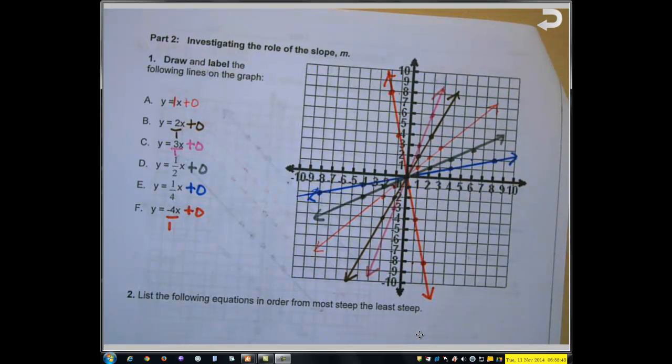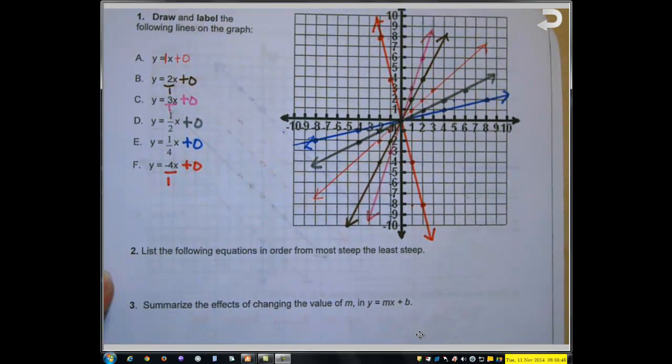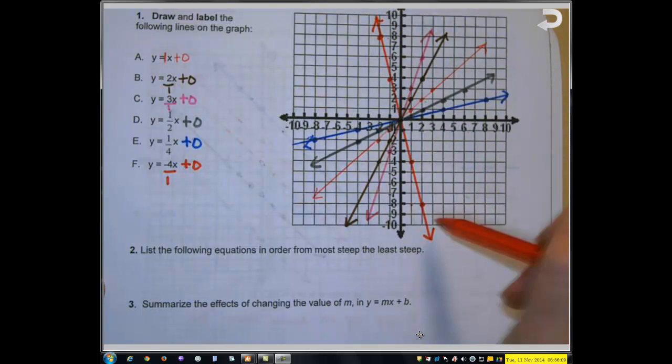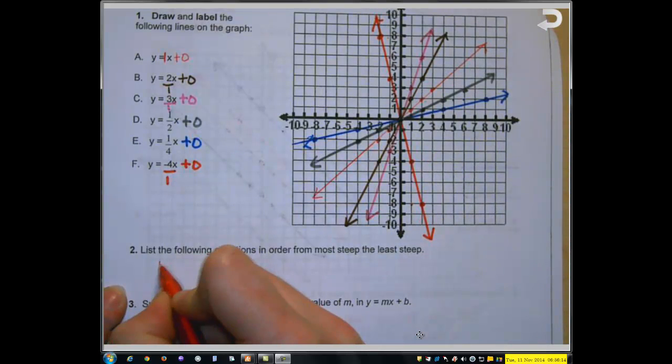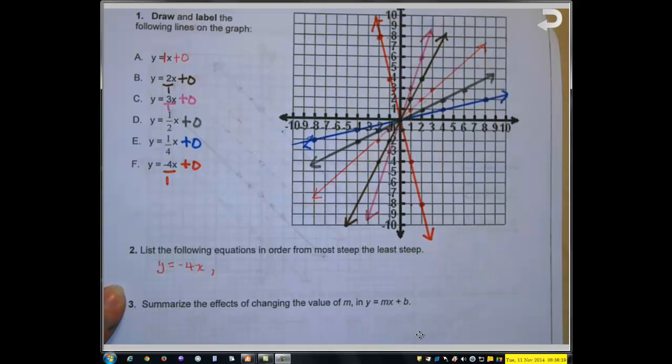Okay, so now what we want to do is look at our lines and list them from the most steep to the least steep. So think of a hill. Which would be the hardest hill to climb? Don't worry right now about whether it's a negative slope or a positive slope. Just think of trying to climb up that hill. Which would be the hardest to climb? Well, definitely this one. If we tried to climb up this hill, that is a very steep hill. So y equals -4x is going to be our most steep.